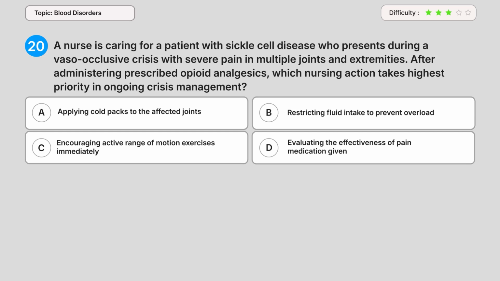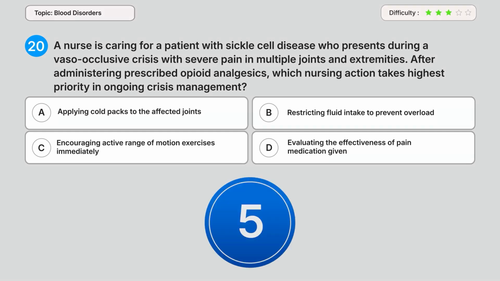A. Applying cold packs to the affected joints. B. Restricting fluid intake to prevent overload. C. Encouraging active range of motion exercises immediately. D. Evaluating the effectiveness of pain medication given. Do you know the answer?